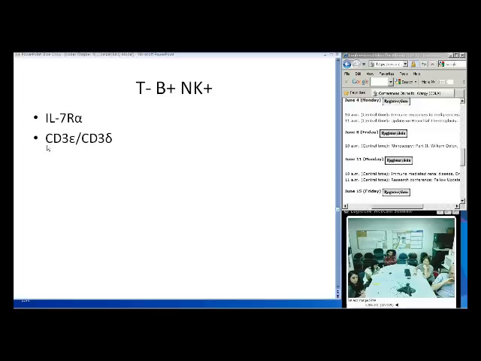Similarly, CD3, the different components, epsilon or delta components of CD3. Remember, CD3 is just associated with the T cell receptor, so it's going to be exclusively T cells that are affected. T negative, B positive, NK positive.